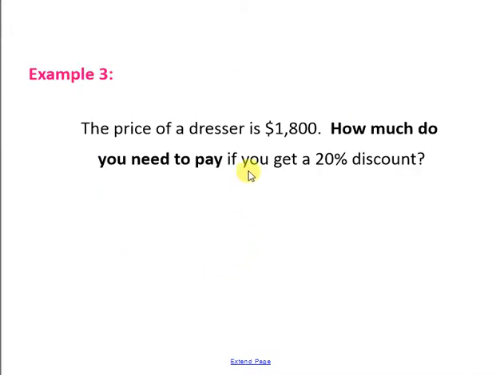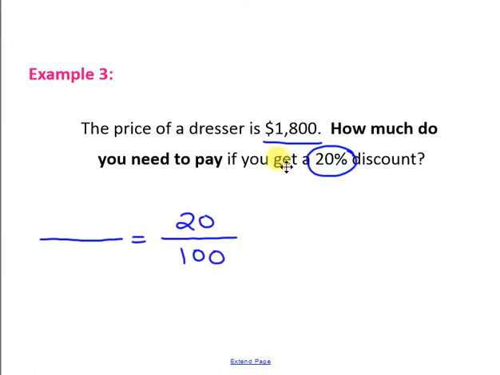All right, next problem. The price of a dresser is $1,800. How much do you need to pay if you get a 20% discount? Start with a blank proportion. Your percent goes up here, and that's over 100. And this is the original price of the dresser, so it's your whole, so it's going to go on the bottom. And then your X goes here. You're going to cross multiply. 100 times X is 100X, and then 1800 times 20 is going to be 36,000.